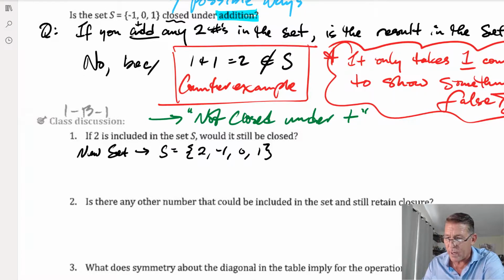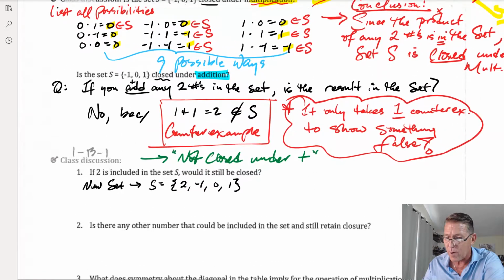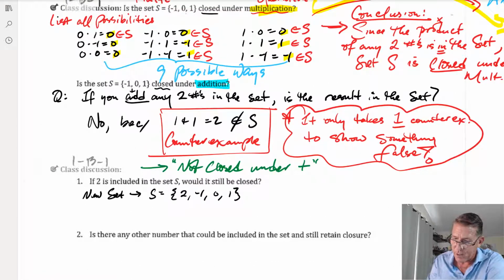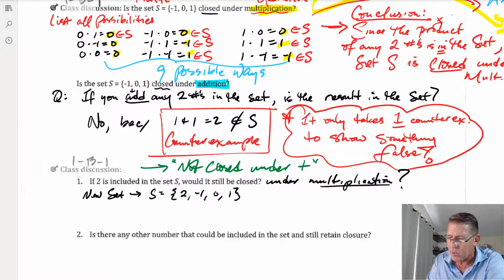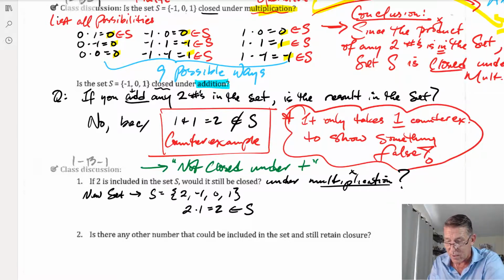We're going to have to make an assumption here because I didn't state the operation. We're going to use multiplication. So let me make a little note there. Under multiplication, not addition. I should have been more specific. So there's our operation. If you multiply any 2 numbers in there, will the result be in the set? If I test it, let's see what goes on. If I take 2 times 1, I get 2, and that's in the set. So far it's looking good.